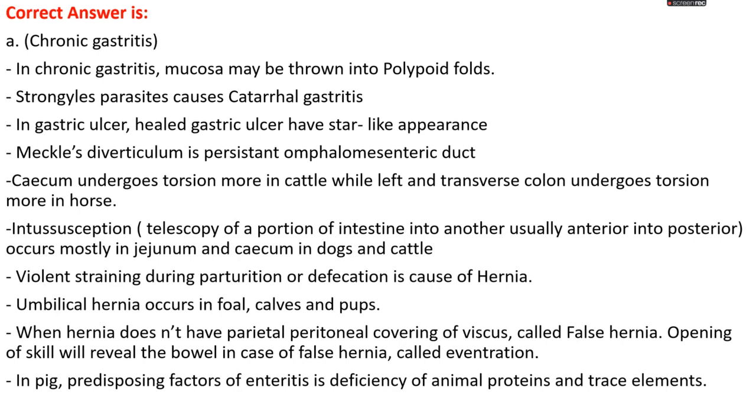When a hernia doesn't have a covering of parietal peritoneum over the viscera, that is known as false hernia. An example of false hernia is diaphragmatic hernia. In this case, when we open the skin, it will reveal the bubble in case of false hernia. That is called invagination. In pig, a predisposing factor of enteritis, that's inflammation of intestine, is deficiency of animal protein and trace elements.